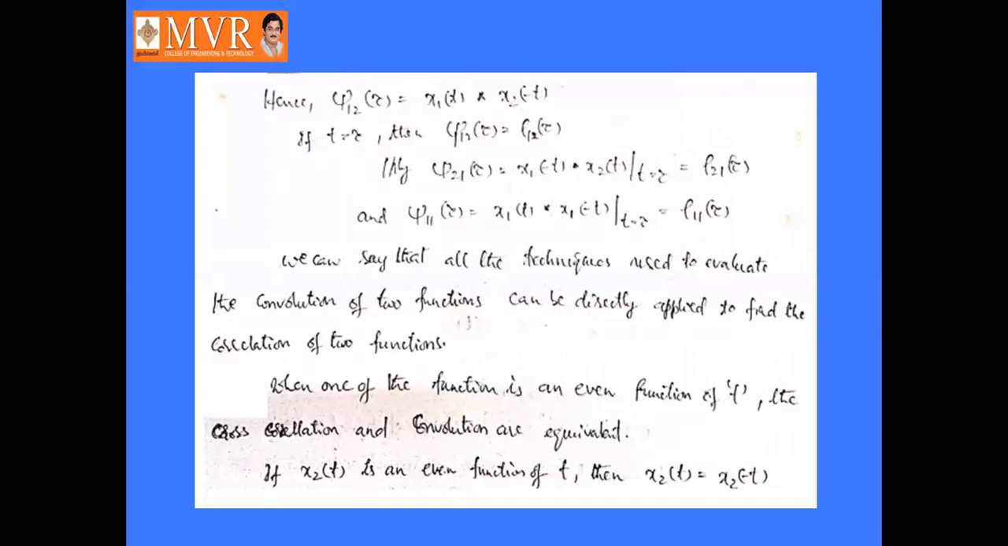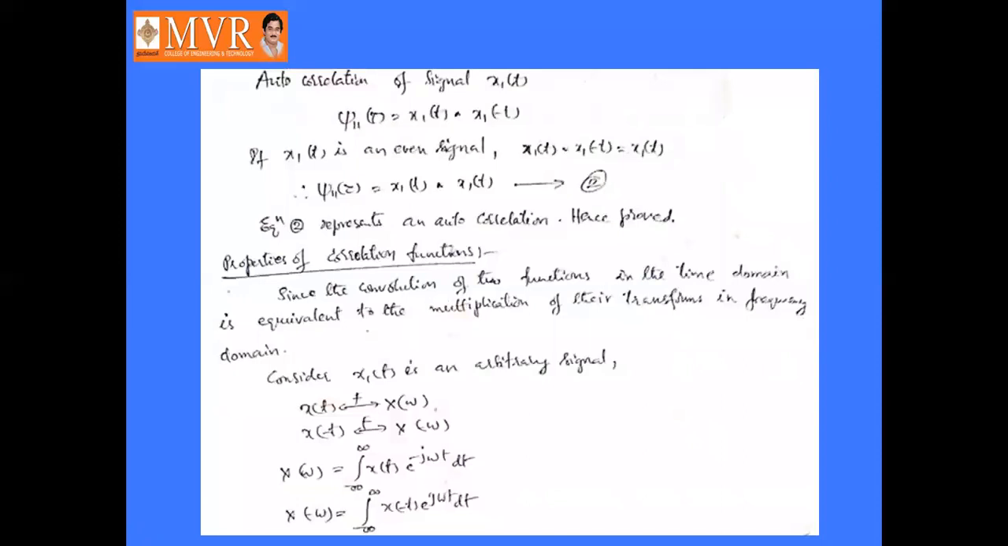If x2 of t is an even function of t, then x2 of t is equal to x2 of minus t, right? So the autocorrelation of signal x1 of t is j11 of tau equal to x1 of t convolved with x1 of minus t. If x1 of t is an even signal, x1 of t equals x1 of minus t, then the autocorrelation can be represented as j11 of tau equal to x1 of t convolved with x1 of t only. That is nothing but equation number 2. So equation number 2 represents an autocorrelation.